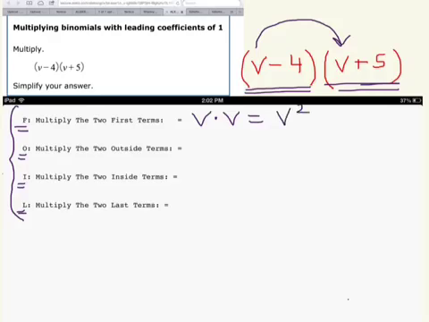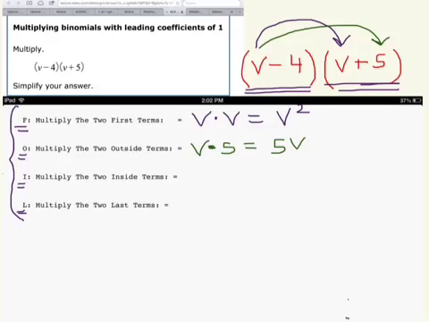All right, let's talk about the O, which says multiply the two outside terms. I'm going to switch the color here, and we will go for a green. And the two outside terms are probably what you would think of as the outside terms. The outside terms here are V and a 5. So what we're going to do here is take our V, multiply it by 5, and that will give us 5V. That's a multiplication symbol right there.